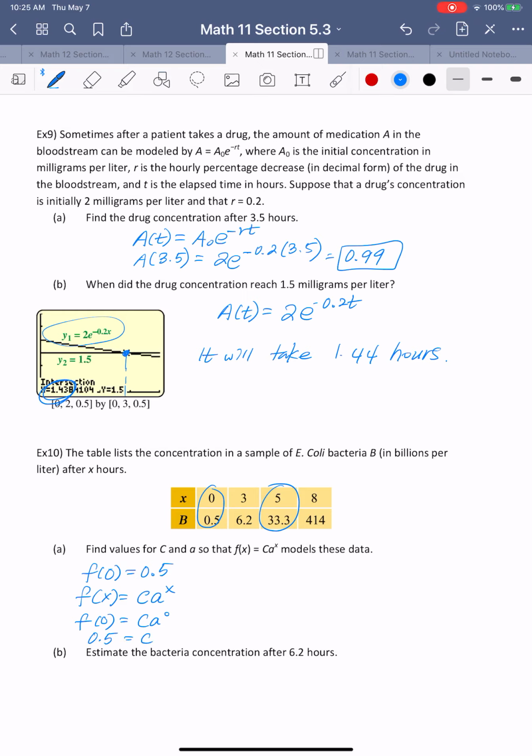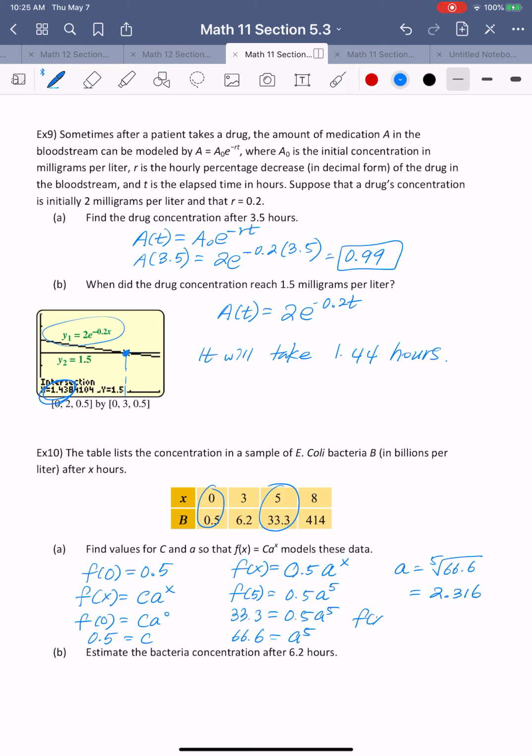f(0) is 0.5, which is c. So c is 0.5. Now your f(x) has c as 0.5, but we don't know a yet, the base a. Now I'm using 5 as x, so 0.5 times a to the 5th power. And then f(5) is 33.3, so 33.3 equals 0.5 a to the 5th power. If you divide by 0.5 on both sides, you get 66.6, which equals a to the 5th. So to get a by itself, you need to take the 5th root on both sides of 66.6, and you get about 2.316.